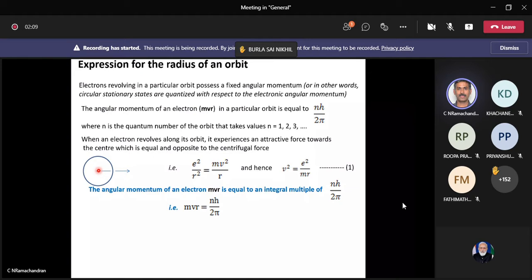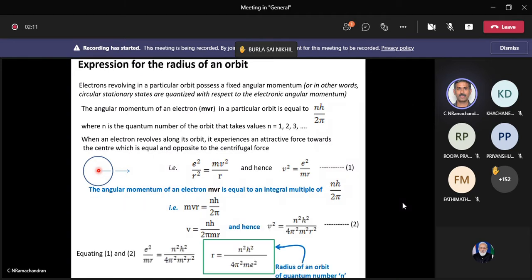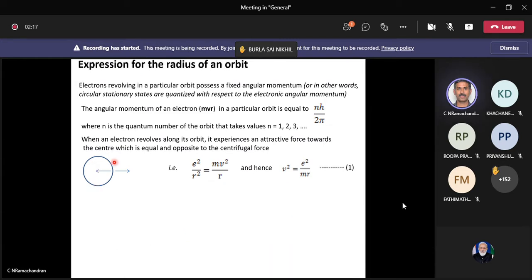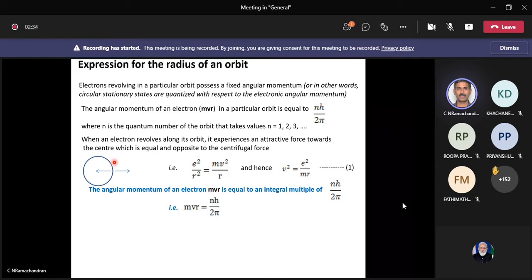So we discussed up to the radius, I guess. Otherwise, this is the expression. So we are starting from here. Once again, I will go quickly. So e square by r square is equal to mv square by r. That equation. So we are equating those two forces, balancing forces. From that, we can write v square by equating this. And angular momentum is quantized, nh by 2 pi. So mvr is equal to nh by 2 pi.